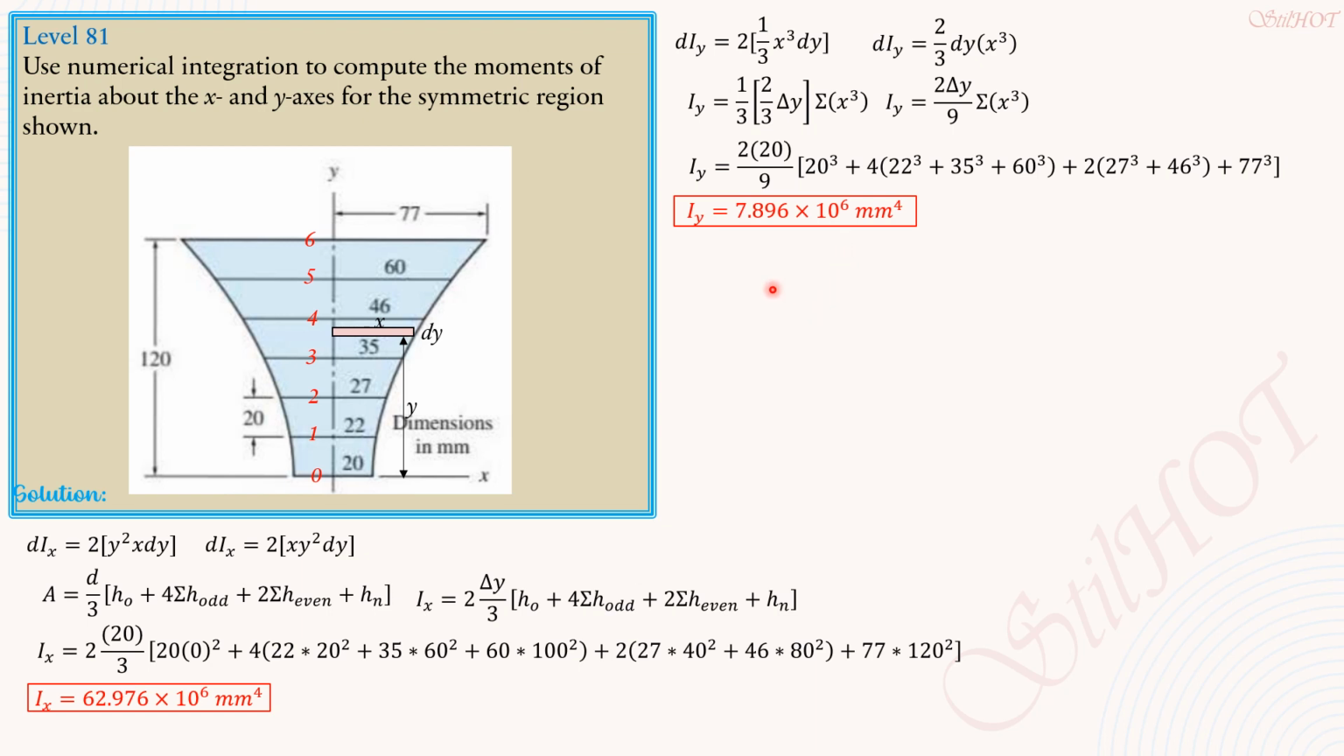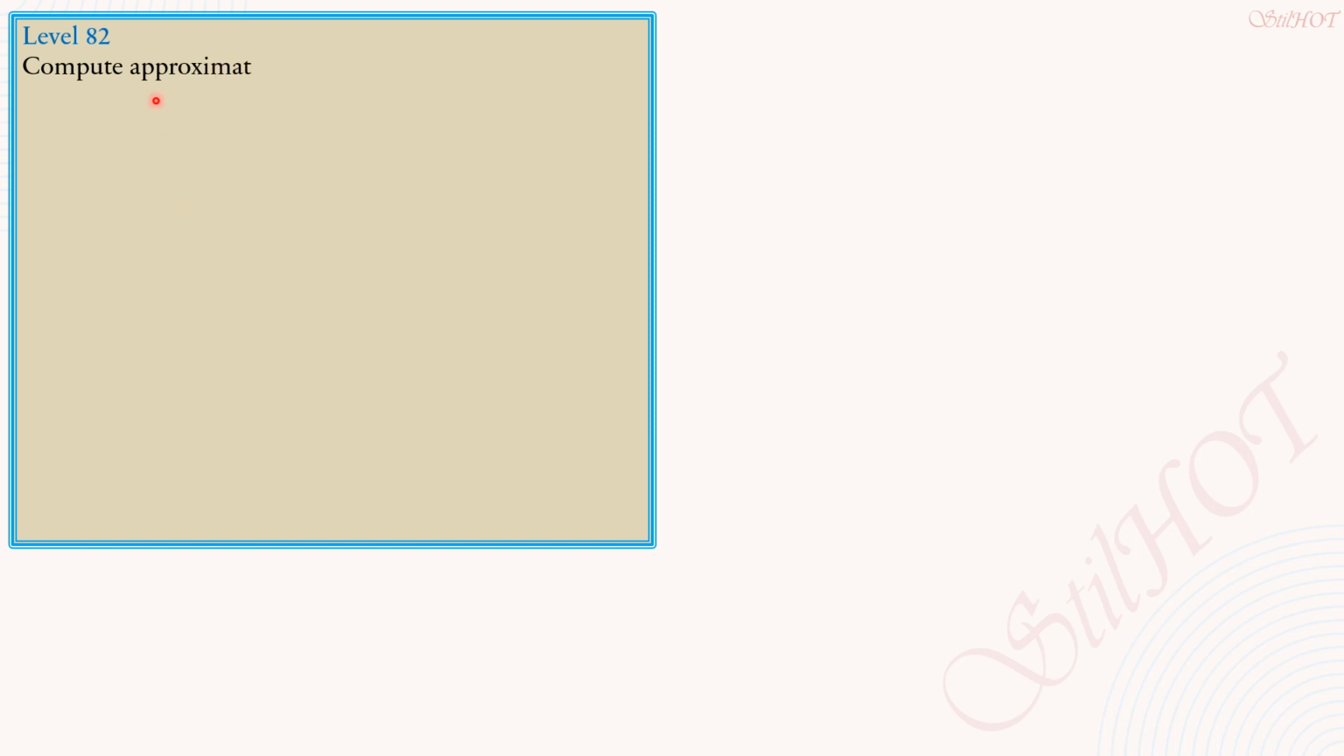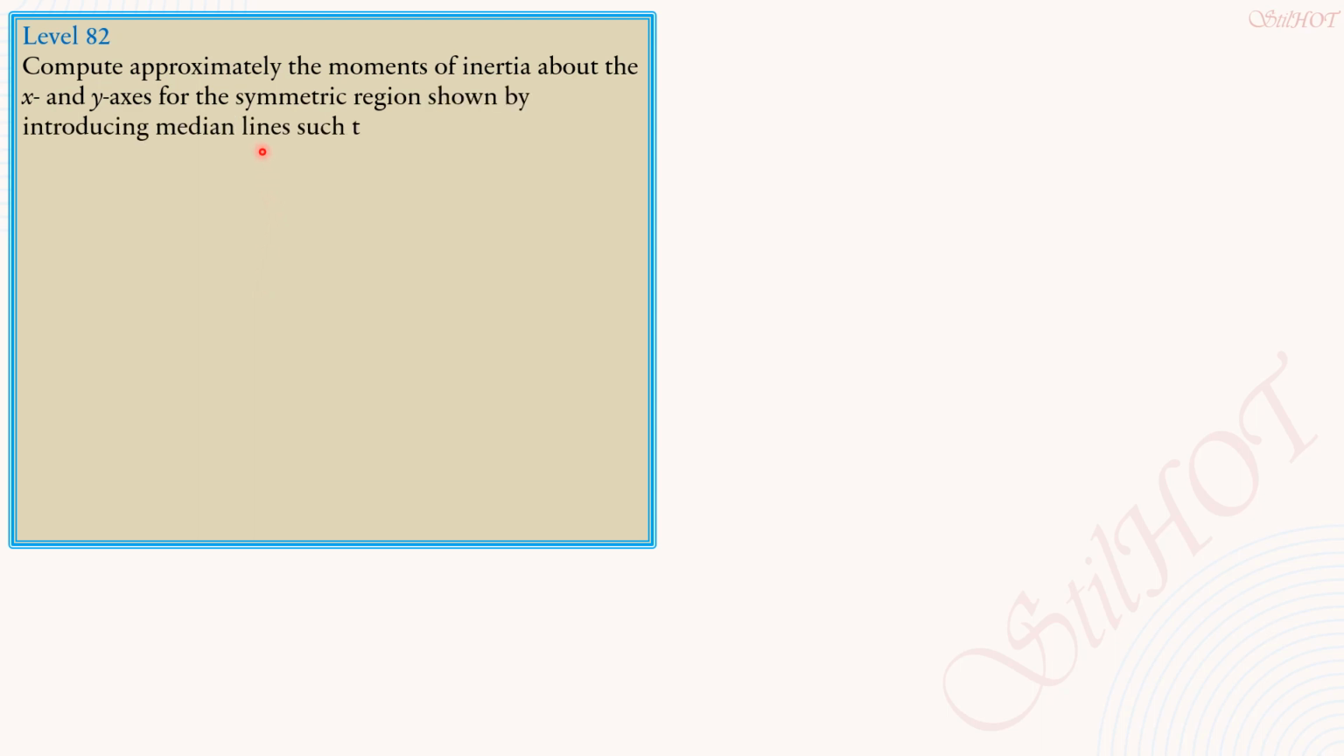So we will have another approximate method on the next slide so that we can compare these values here and we can verify if they are really correct. Level 82, this is from level 81 problem, but I presented a solution which is different from the solution in 81. And let's compare the results.